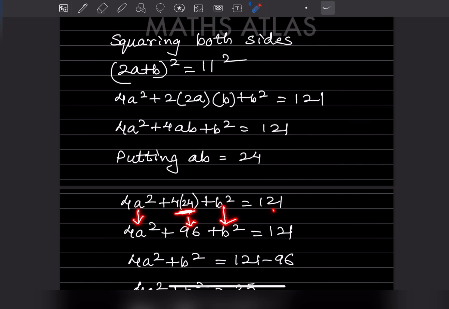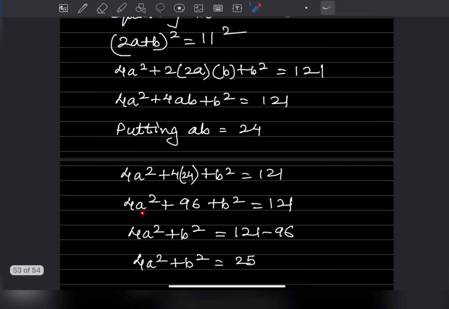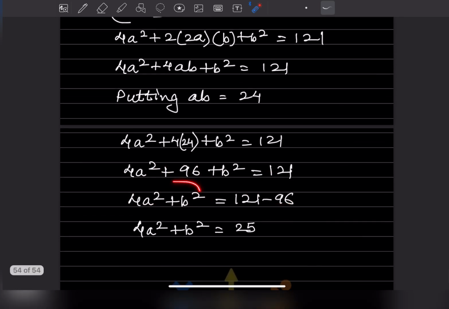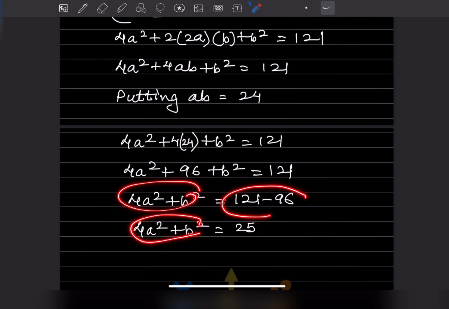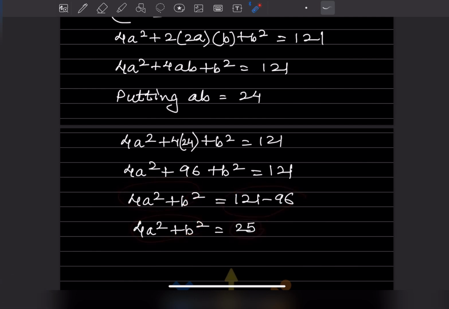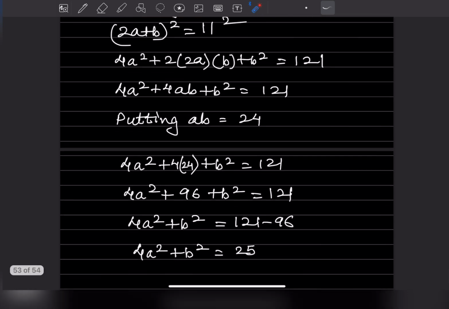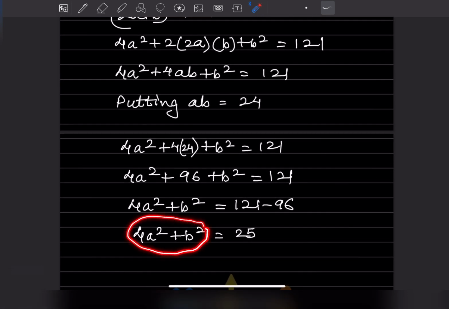This is the same. Now we want 4a square plus b square. So we'll take this on one side, and this will be on the same side. But if you are taking this on the other side, plus 96 is going to be minus 96. So when you subtract this, it is 25. They have asked for 4a square plus b square, the value of that. So the answer is 25.